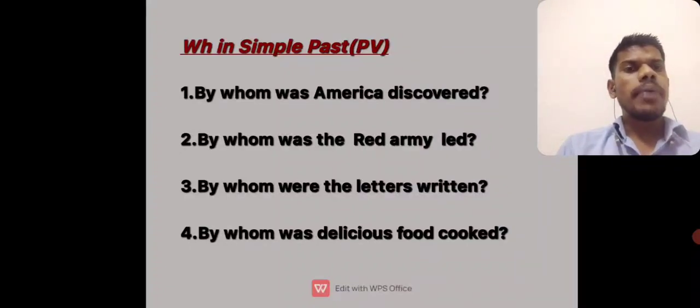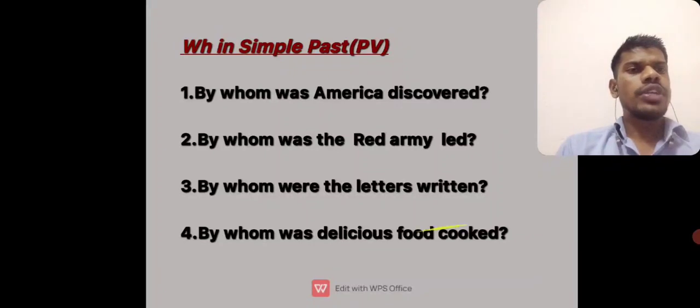Third one, by whom were the letters written? See here, in the first, second and fourth I have used was, but in the third sentence I used were, that is plural, because the object, the letters, we are not talking about a letter, we are talking about two or three or four letters, hence I have taken were. So, by whom were the letters written? In the fourth sentence we are talking about food, so I have to take only was.